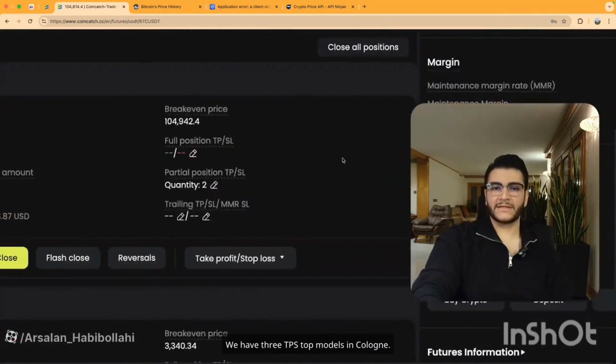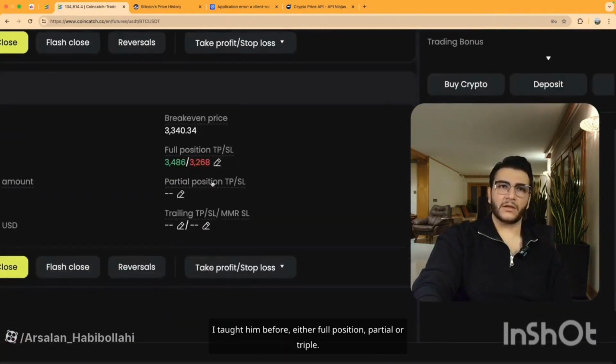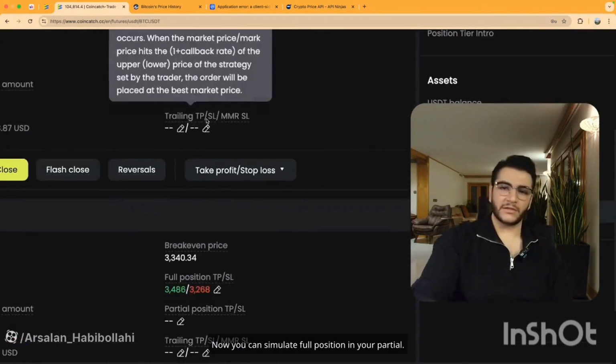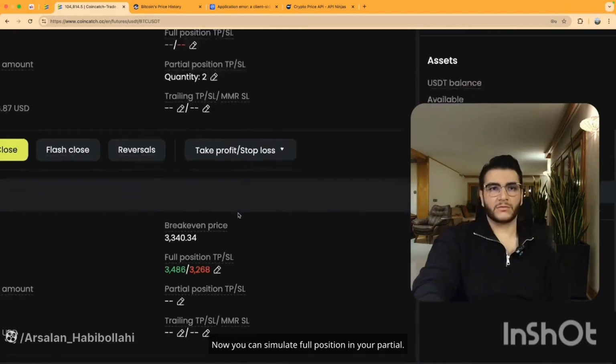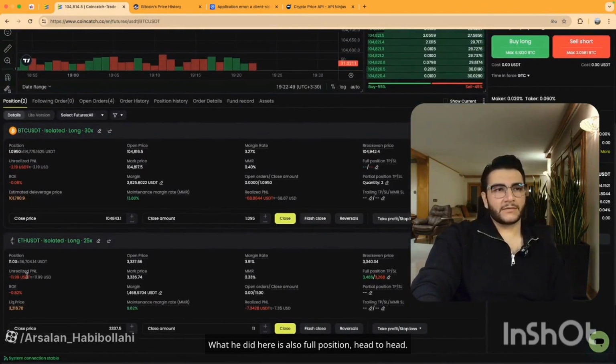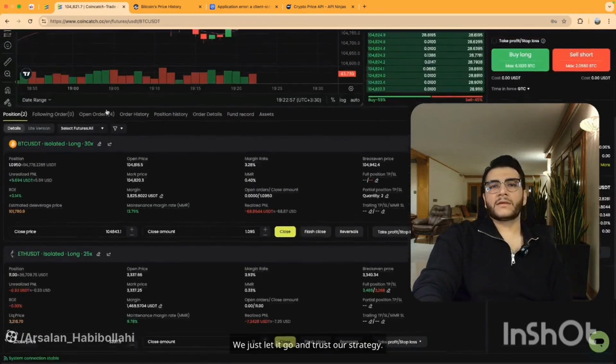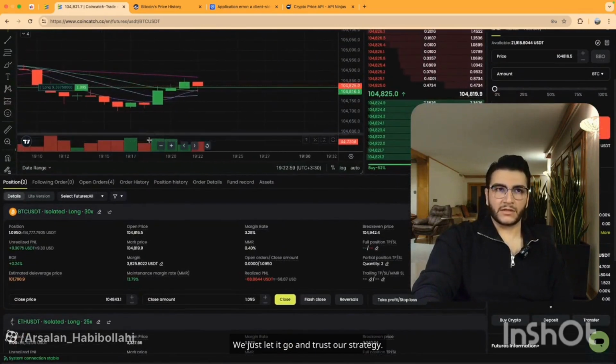We have 3 TP/SL modes. I taught them before: either full position, partial, or triple. Now you can simulate full position in your partial. What he did here is also full position. Your pair is now $9, which is nothing because we paid $7 for the work, and the end result is $5. We just let it go and trust our strategy.